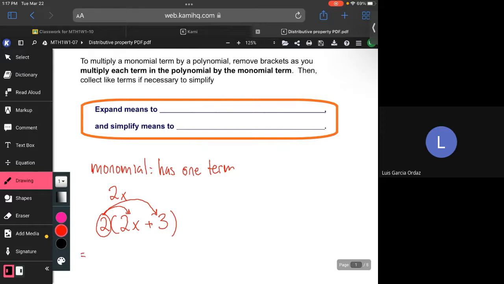So who can tell me what 2 times 2x gives me? Austin. Isn't it 8x? Close. 2 times 2x. What's 2 times 2? Oh, 4. Yeah. So it would be 4x. Okay. And then what's 2 times positive 3? David. 6. So when I distribute my 2 into my bracket, I get 4x plus 6.